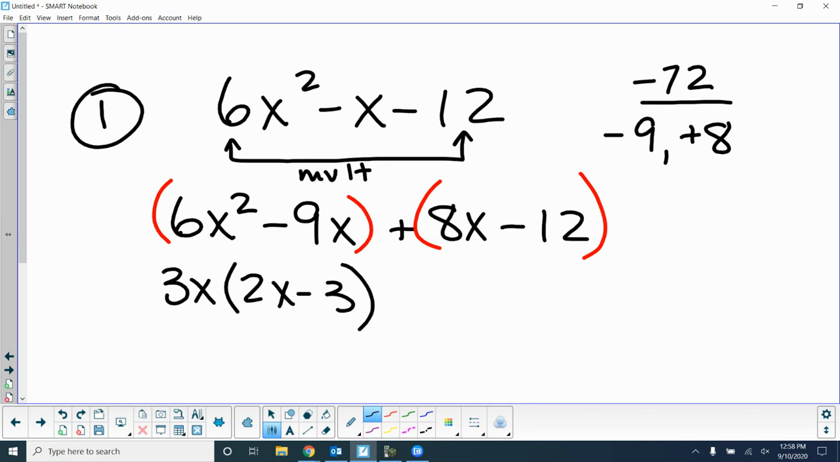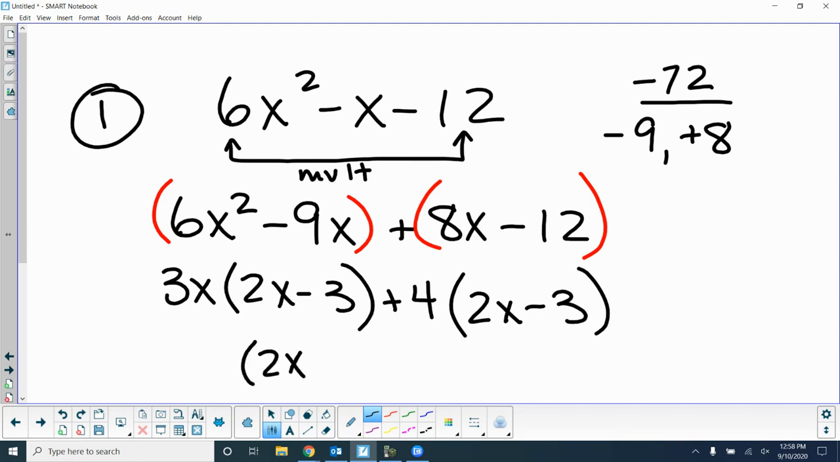And 4 goes into both of those. Again, there's no negative in front of the 8, so it's just plus 4. And then 8x divided by 4 is 2x. And negative 12 divided by 4 is negative 3. And you see that we have the 2x minus 3 in the quantities. That's what we want, to have the same thing. So 2x minus 3 is one of my factors. And my other factor is the 3x plus 4, the GCFs you pulled out.